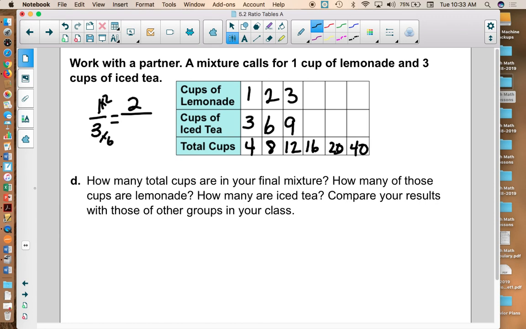If I've got 16 cups, I'm actually making that 4 times larger, aren't I? So I got 4 cups of lemonade. How many cups of iced tea do I have? Josie? 12. She says 12. 12 plus 4 is 16, right? What if I know I have 5 cups of lemonade? How many cups of iced tea do I have? Esri? 15.